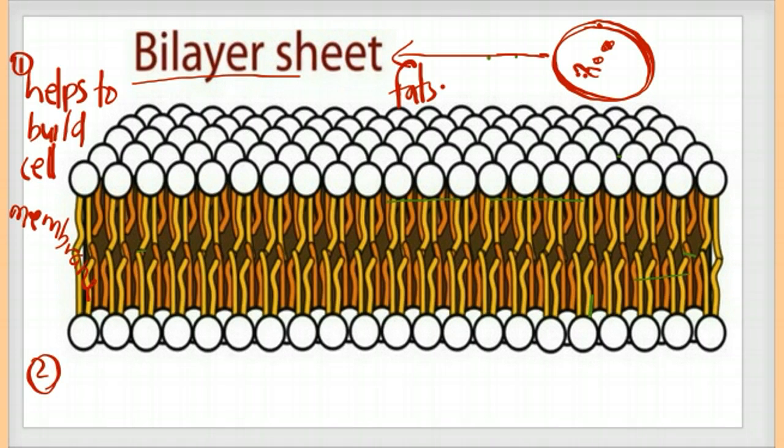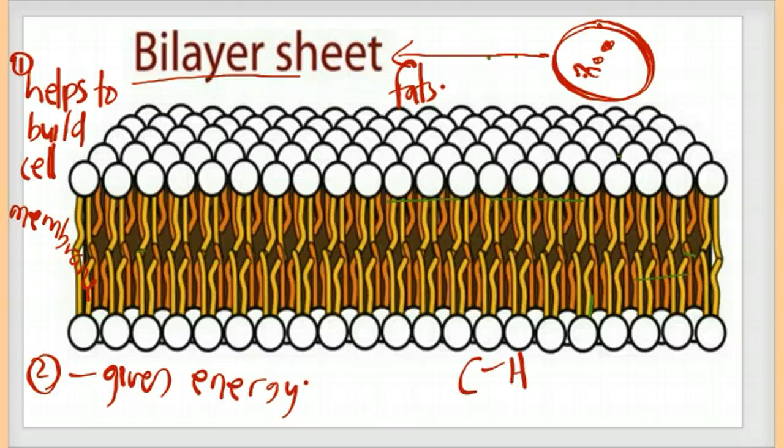Two, what fats do for us is that they give energy. A typical rule when we're looking at biomolecules is that whenever there's a lot of C and H, the more C and H we have, the more energy we will get from that food.